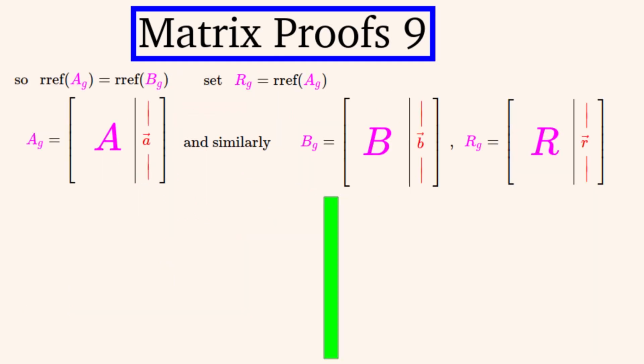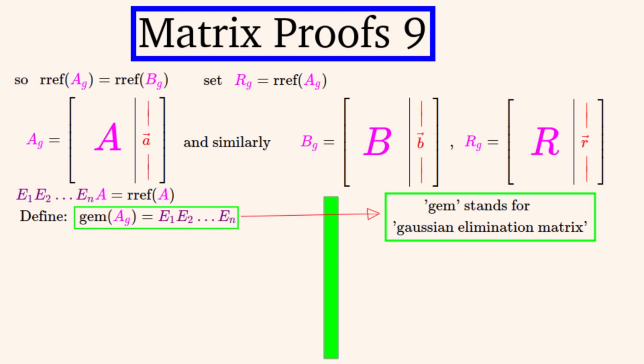I'll just scroll the screen up to make more room. With matrices, there is usually a list of row operation matrices that, when multiplied on the left of a matrix, convert it into reduced row echelon form like this. We can define a new function called the Gaussian elimination function, which is the product of all of these matrices.